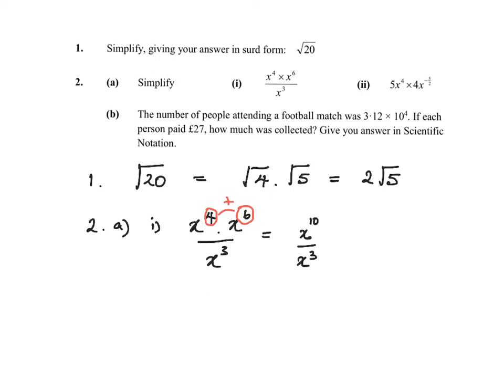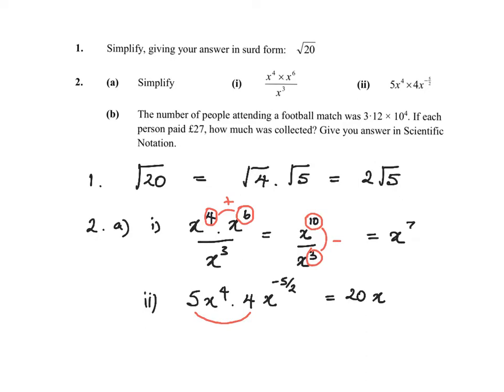When we are dividing powers, we subtract the indices. So 10 take away 3 is 7. Part 2, we have a bit trickier here. 5x to the power of 4 multiplying 4 times x to the power of minus 5 over 2. Now, what we're going to do is to multiply the two constants, the 5 and the 4. 5 times 4 gives us 20, that gets us 1 mark.